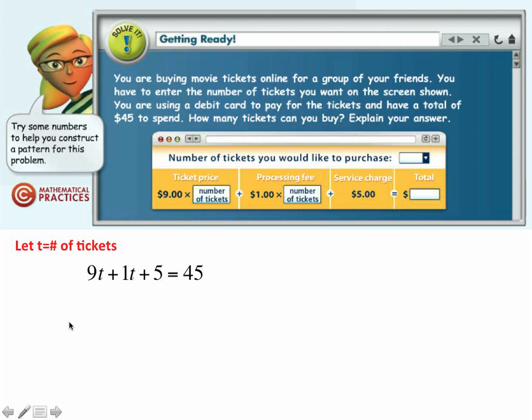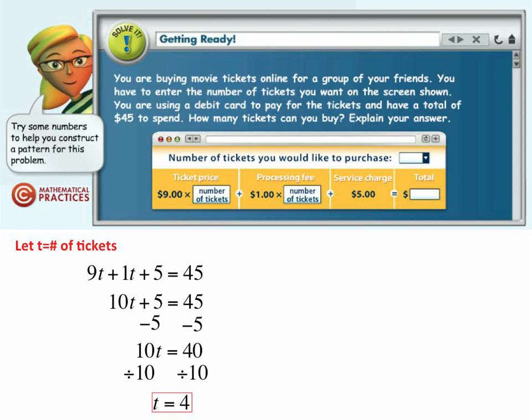So I was able to set up a nice little equation. 9t plus 1t plus 5 equals 45. And then if I can just solve that up, I can know how many tickets I can buy. So 9t and 1t makes 10t plus 5. I just combine my like terms there first. Now I'm going to subtract 5 from both sides. So I got 10t equals 40. Divide by 10. And t equals 4. All right, so I can buy 4 tickets.